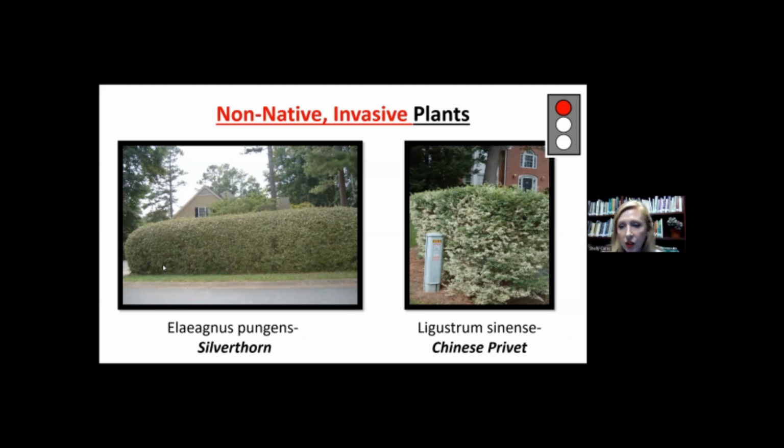So another reason invasives were brought to the U.S. is for their screening ability. Elaeagnus pungens on the left-hand side, silverthorn, is also known as ugly Agnes. This is used as an evergreen hedge and barrier, and boy, does it do a good job at that. It's often seen in highway medians. It spreads by animal dispersal of seeds. It's resistant to drought, salt spray, pollution, and damage by deer. You could say it's pretty bulletproof, right?